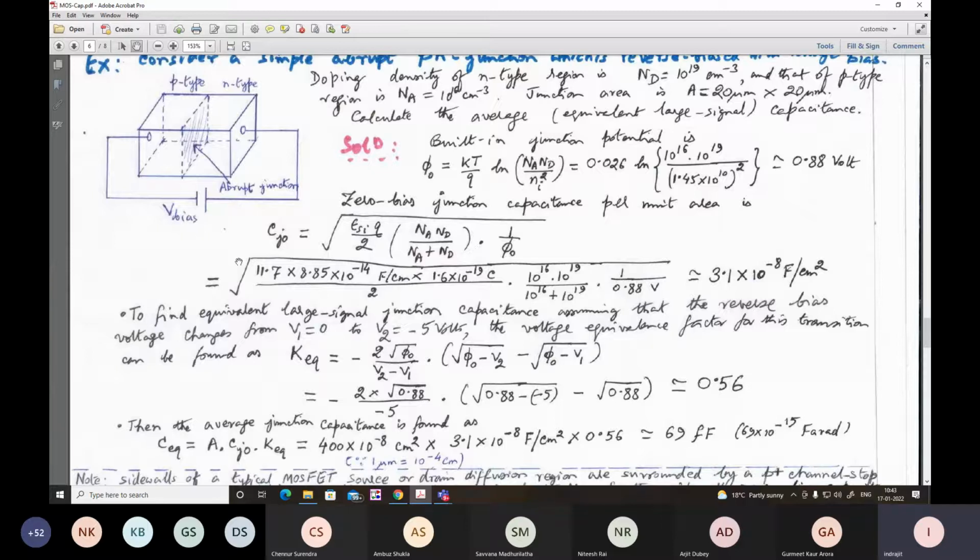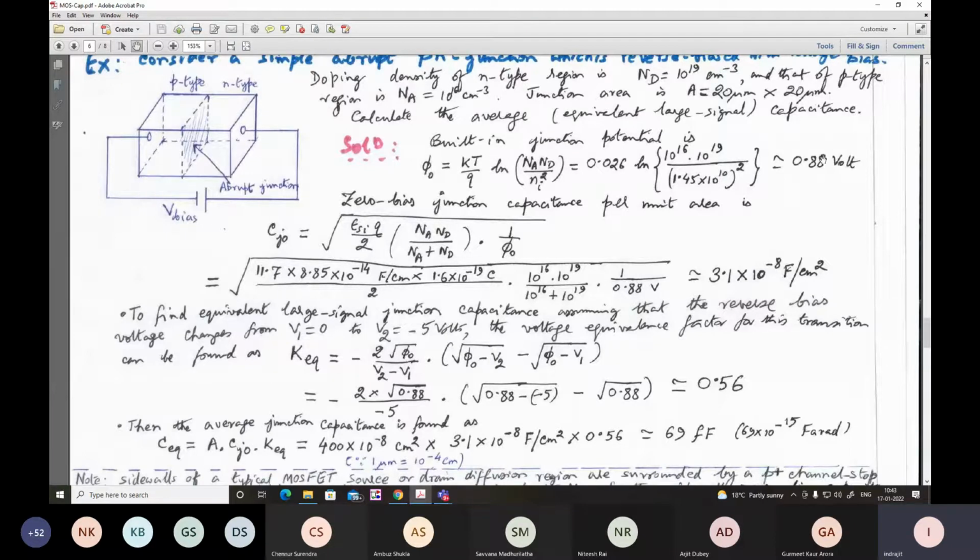Okay, so assume that the reverse bias varies from 0 to -5. Then the depletion region capacitance we need to calculate. It will be the product of A, CJ0 and KEQ, that means the voltage equivalence factor. Under this present problem, the value of KEQ can be found out as minus 2 into root over phi 0.